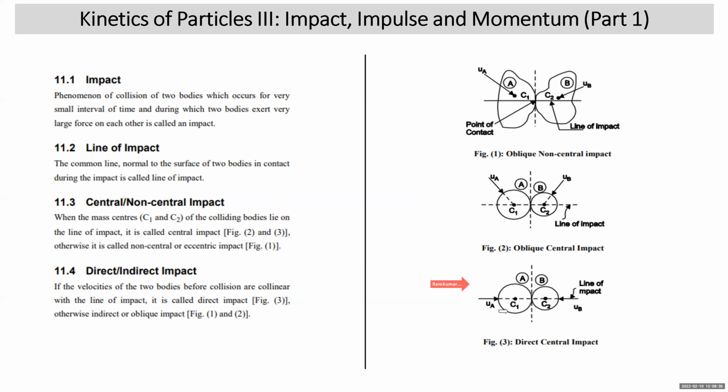Students, as per our syllabus, we'll learn direct central impact. Then we'll come to oblique central impact, and then we'll have certain problems which will be combining the concepts of dynamics with impact, like impact plus work energy or impact plus projectile. These are the two important combinations of the concepts we come across in the chapter. So first we start with the direct central.